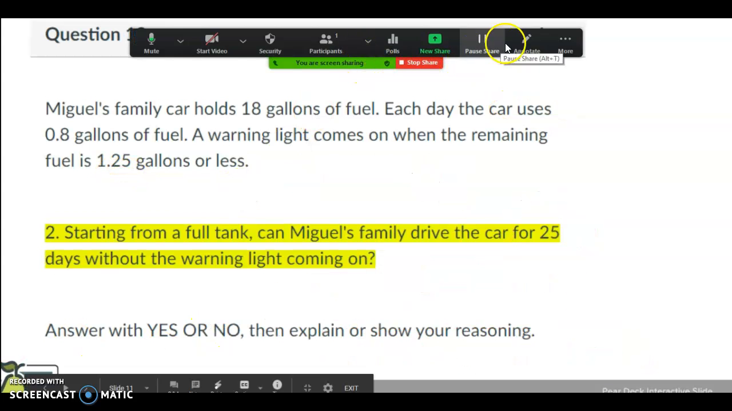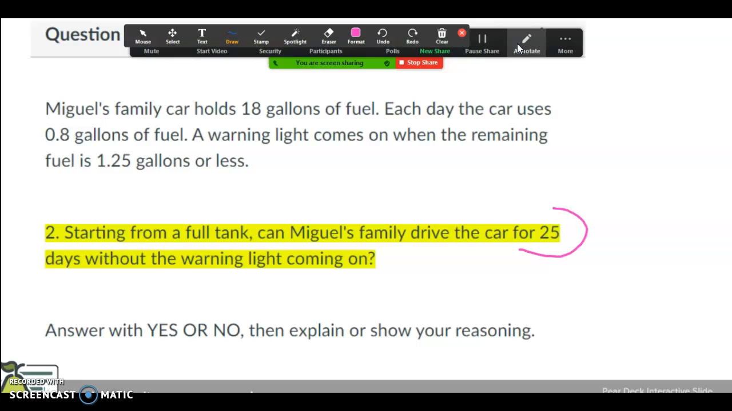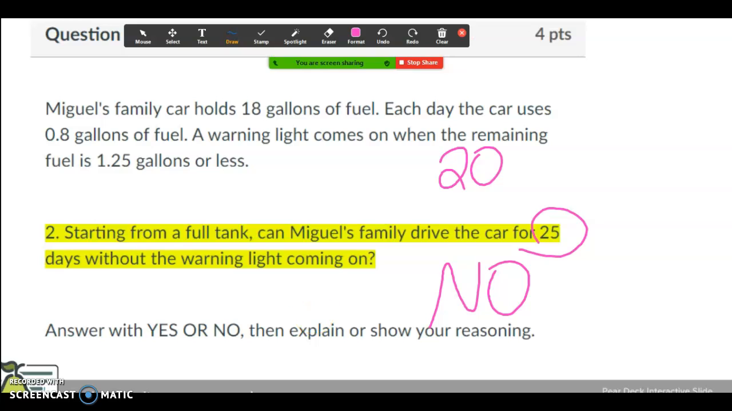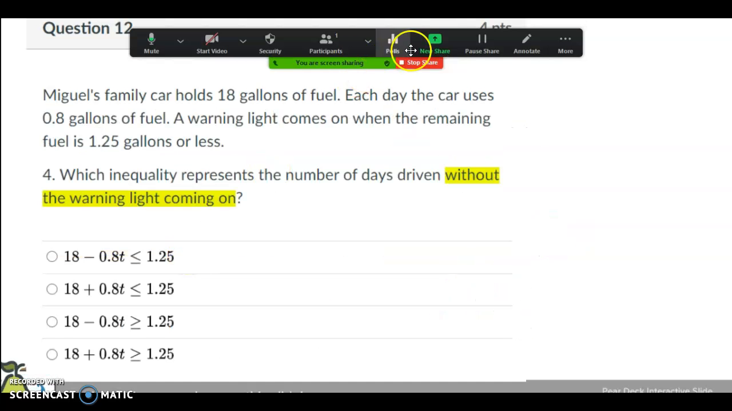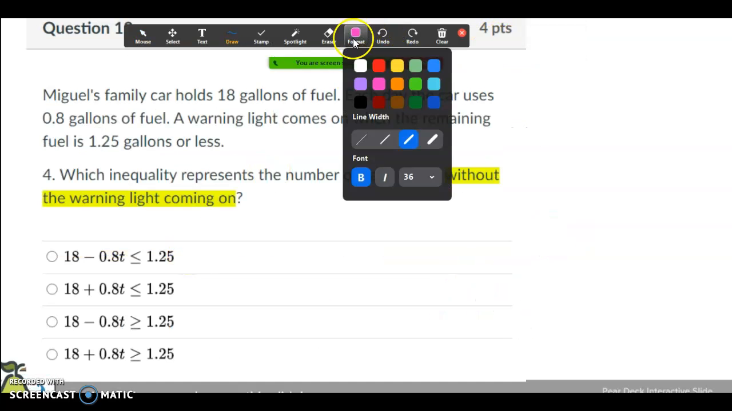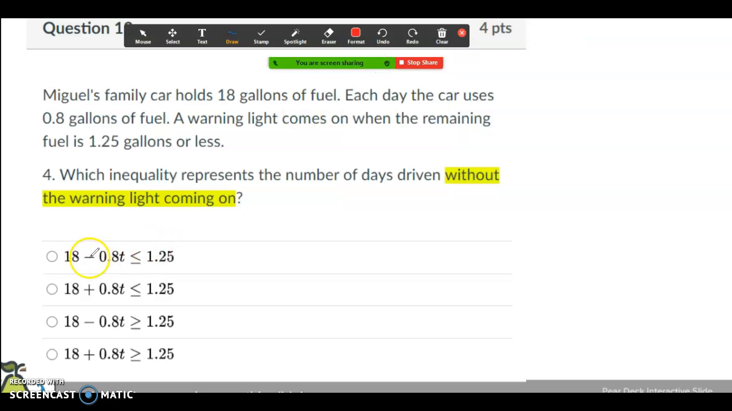Now this one says, can they drive for 25 days without the light coming on? No, because in that last one we determined that was about 20 days before the light came on. Okay, finally I'm going to find the correct inequality that matched. We said 18 take away 0.8d is less than or equal to 1.25.